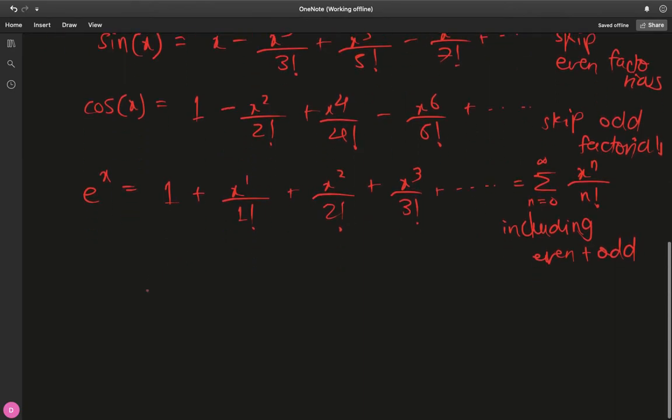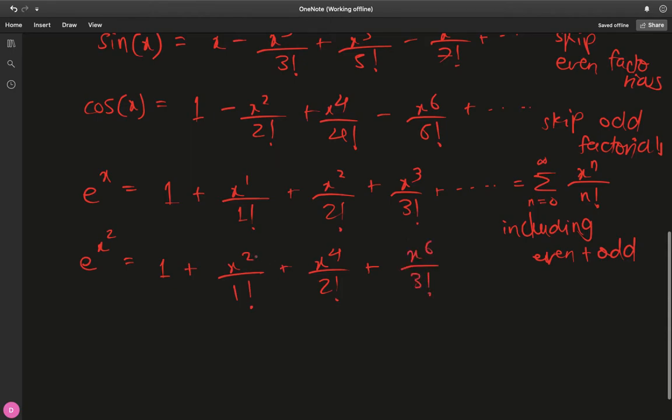And the way to do this is to first tweak the argument x to be x squared. So we have 1 plus x squared over 1 factorial plus x squared squared, right? So x to the 4th over 2 factorial plus x squared cubed, which is x to the 6th over 3 factorial.